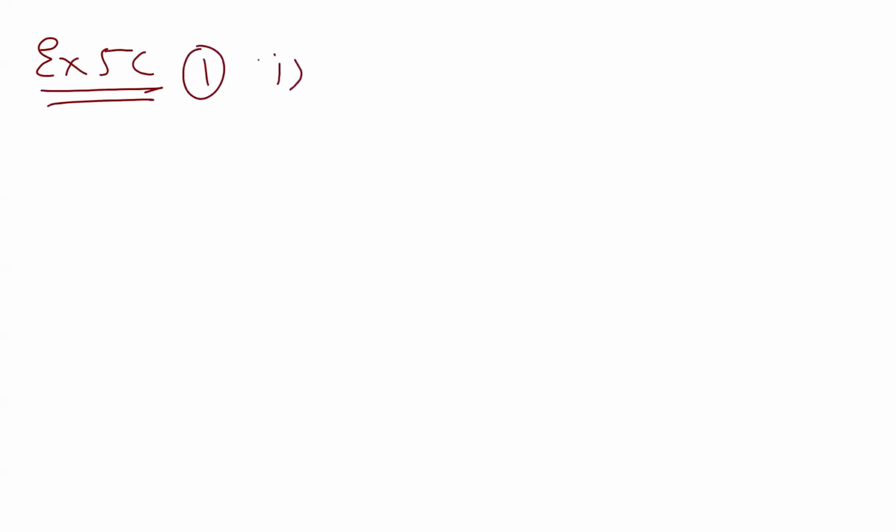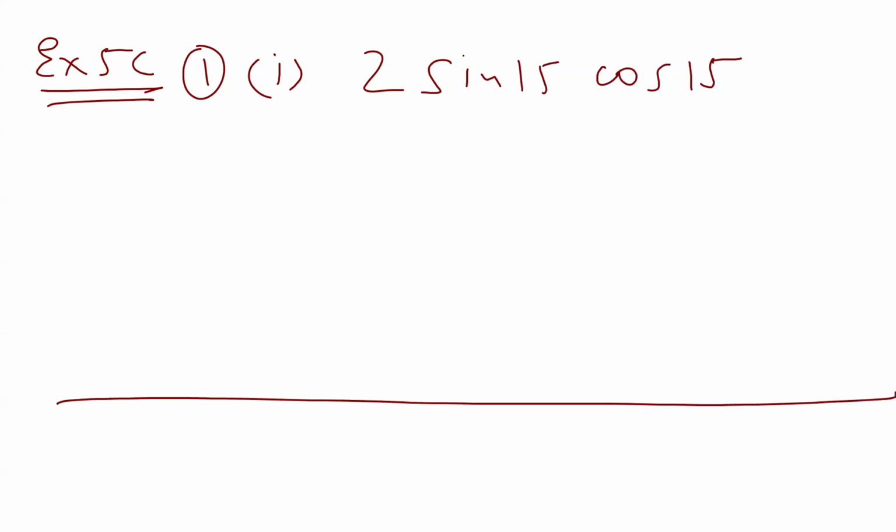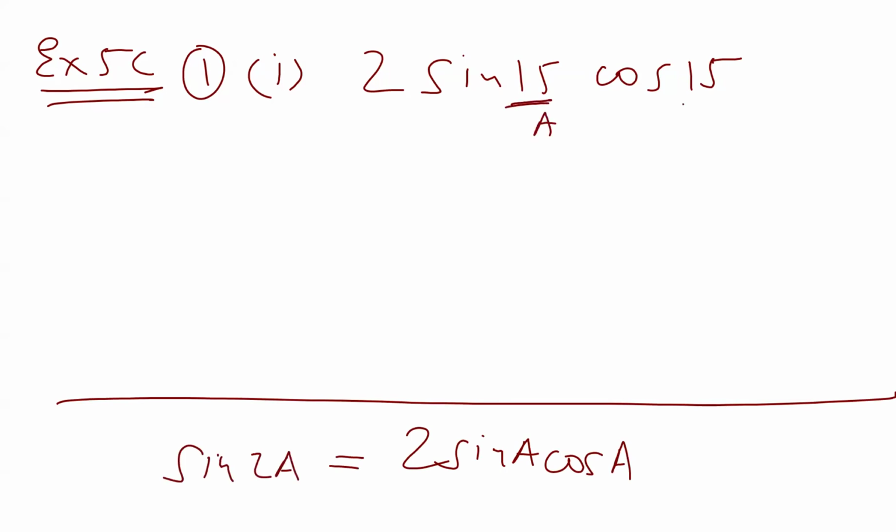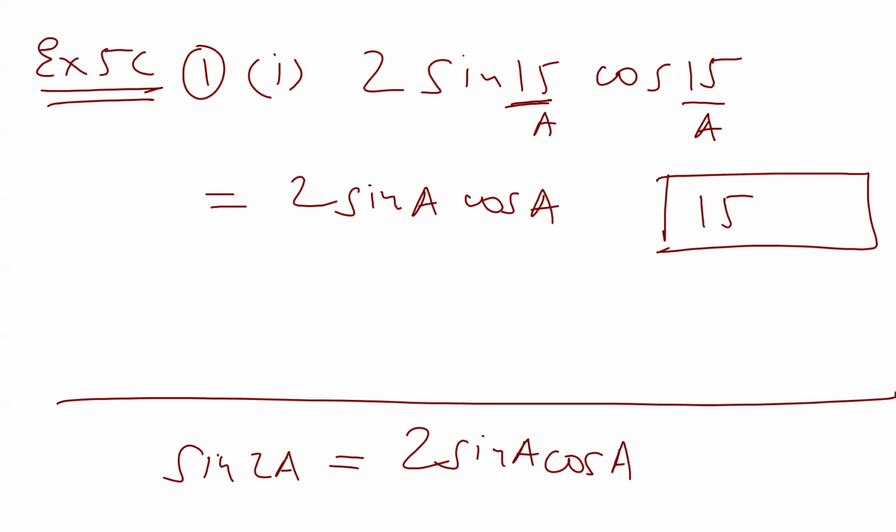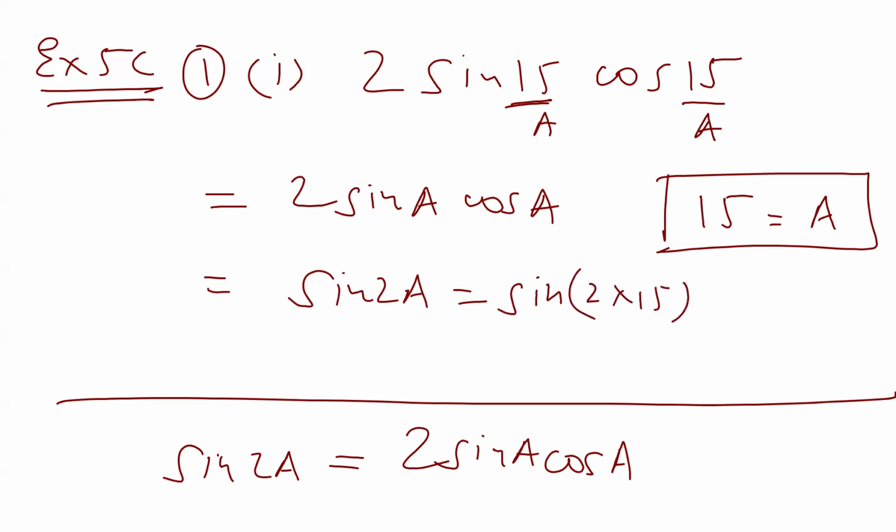They are asking you to evaluate 2 sine 15 cos 15. Now this is similar to 2 sine A cos A, right? And 2 sine A cos A is sine 2A. So let 15 be A, where we are assuming 15 degrees to be A. Now it is 2 sine A cos A, which is sine 2A, which is sine 2 into 15, which is sine 30, and the answer is half.